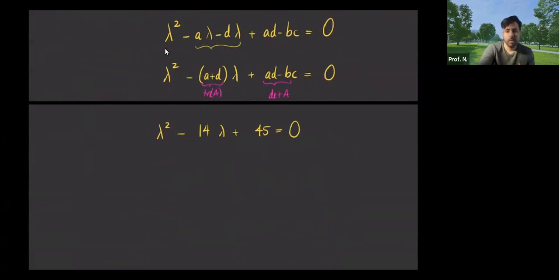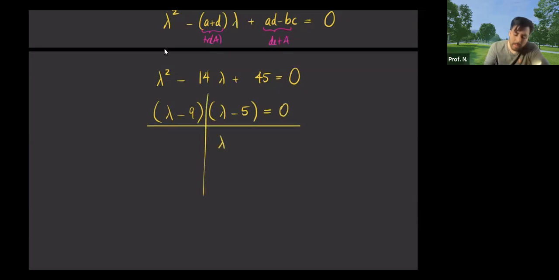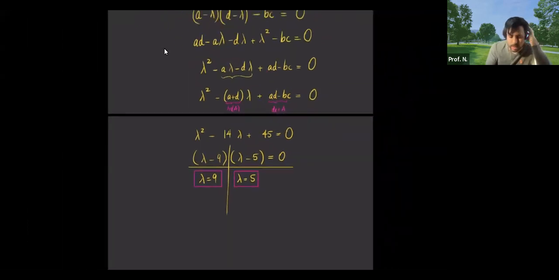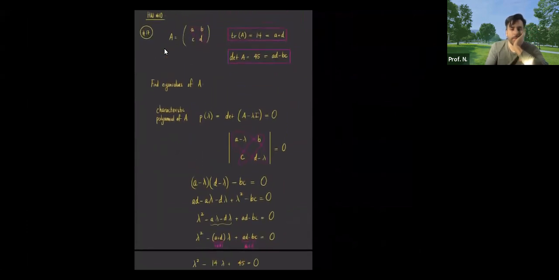Wow. So we get a quadratic polynomial as my characteristic polynomial. And then solving for this, we factor. This becomes lambda minus 9 times lambda minus 5. And then I get lambda equals 5, lambda equals 9. So the information we had in the beginning actually was very useful.